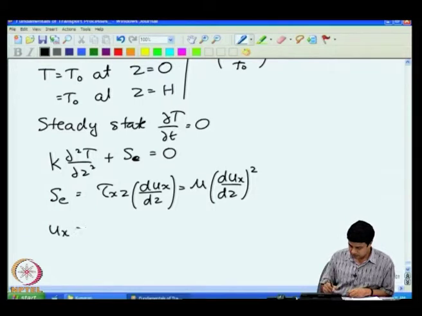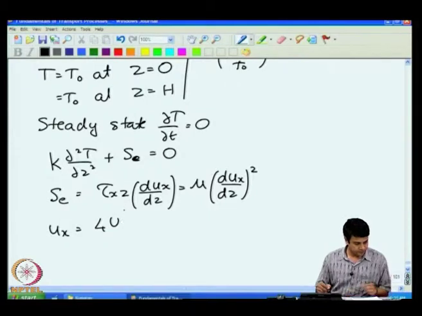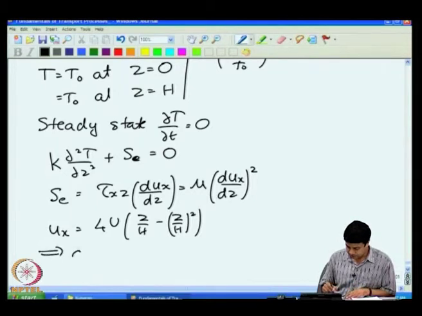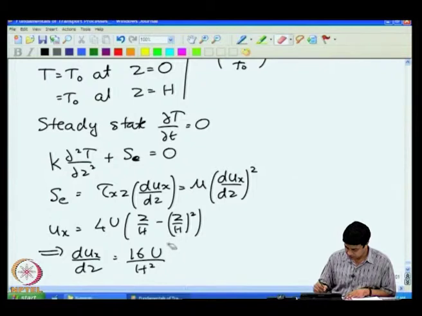Now, we know that u x is equal to 4u into z by h minus z by h the whole square, okay, which means that du x by dz is equal to 4u by h times one minus 2 z by h.